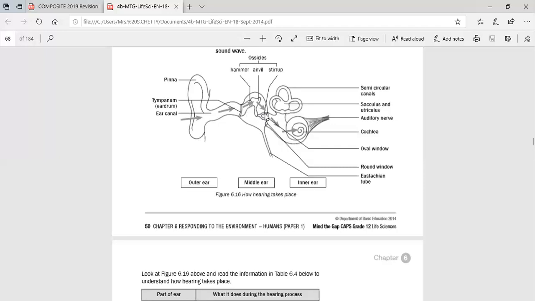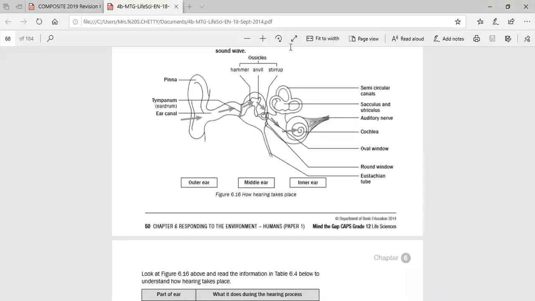And then the oval window starts to vibrate. And when the oval window vibrates, it will now pass the vibrations onto the inner ear. So here are all the parts of the inner ear, my dear children. But the only part that we're worried about with regards to hearing is this snail-like structure, and that is called the cochlea. And inside the cochlea, let me just draw what is inside of the cochlea.